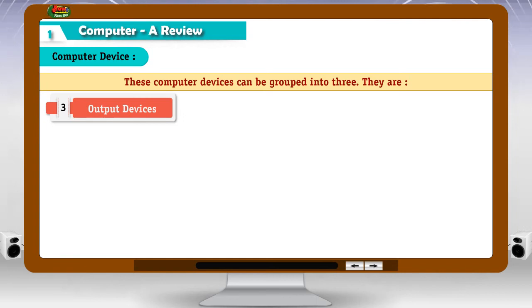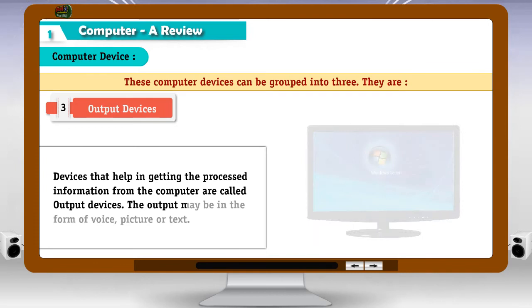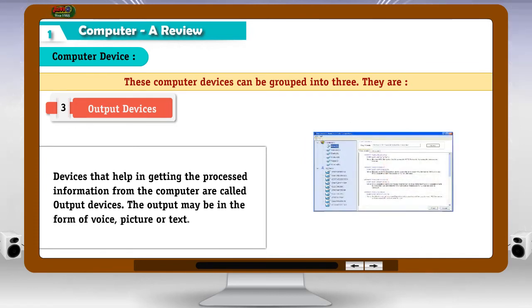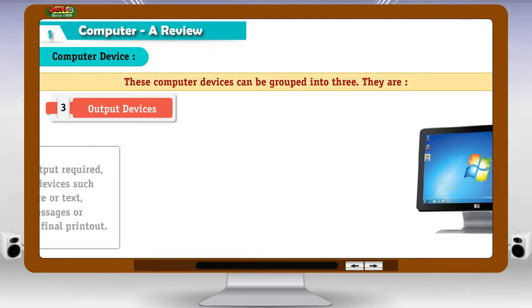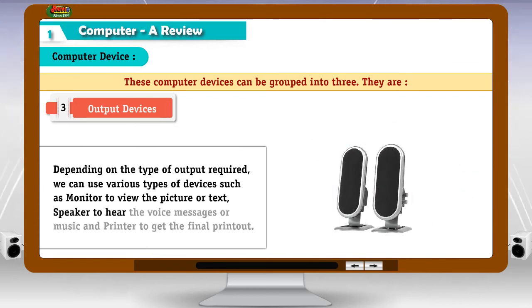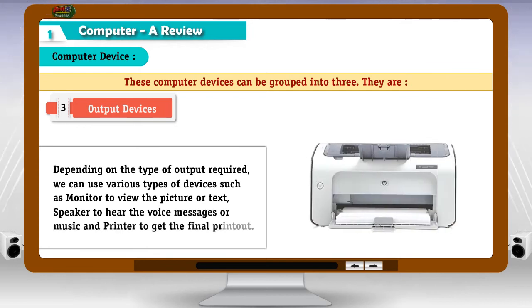3. Output devices. Devices that help in getting the processed information from the computer are called output devices. The output may be in the form of voice, picture, or text. Depending on the type of output required, we can use various types of devices such as monitor to view the picture or text, speaker to hear the voice messages or music, and printer to get the final printout.